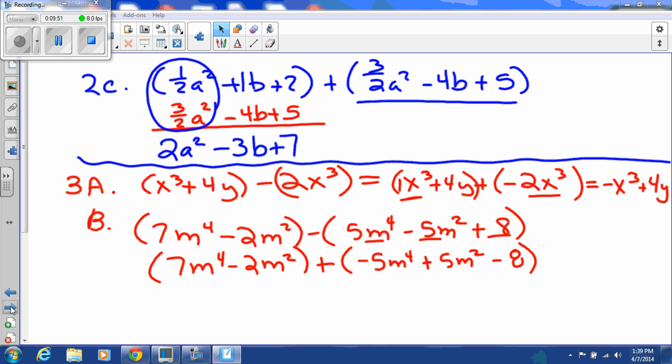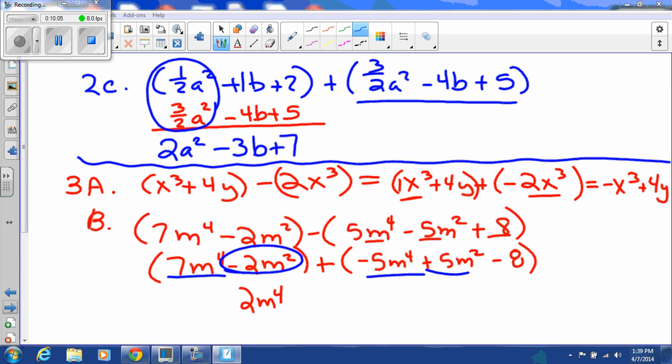Now, looking for my like terms, I see 7m to the 4th minus 5m to the 4th, which is 2m to the 4th. I have a negative 2m squared plus 5m squared. Negative 2 plus 5 is a positive 3. That gives me 3m squared. And I have a constant in the second polynomial. So that's negative 8. My final answer is 2m to the 4th plus 3m squared minus 8.